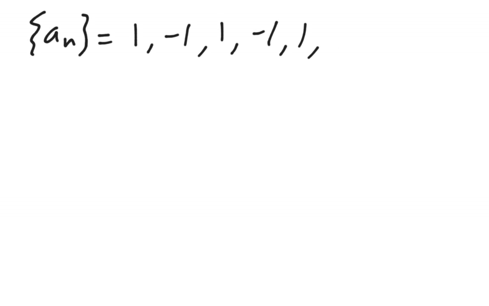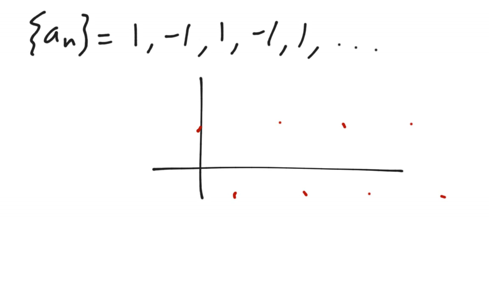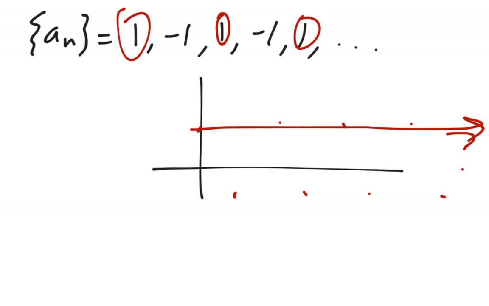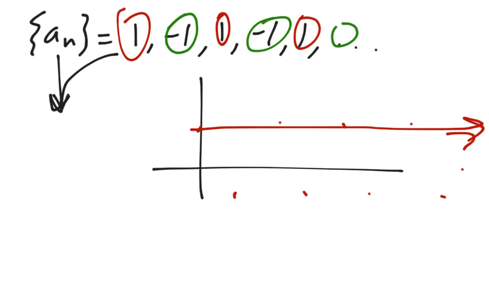Let's take a look at this sequence. A sub n equals 1, negative 1, 1, negative 1, 1, etc. If we were to graph this, notice that the points just alternate between negative 1 and 1, like this. This sequence does not go towards a single number at infinity. In fact, it goes to two separate numbers because you could pick out a subsequence, for example, that goes to 1, and another subsequence that would go to negative 1. So this alternating sequence diverges, it does not converge, because it does not go to a single number.